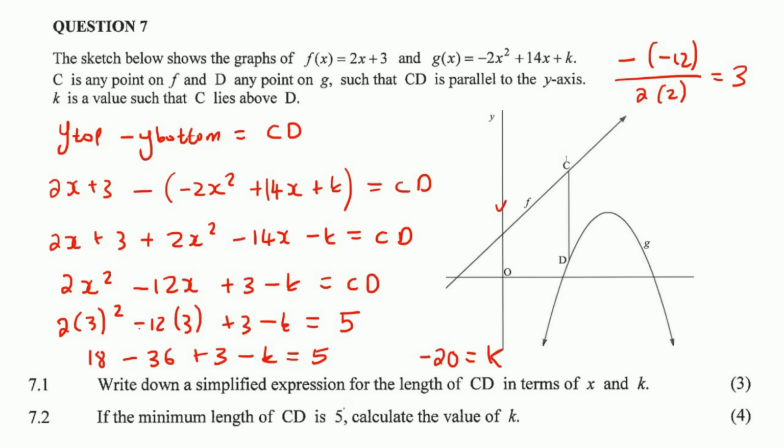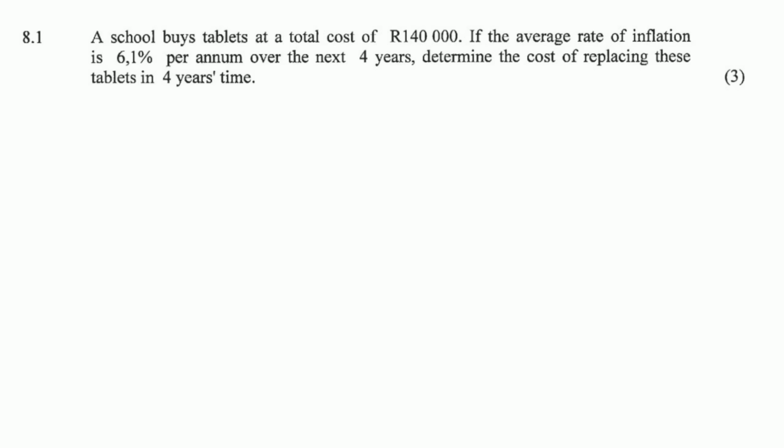20. A school buys tablets at a total cost of 140,000 Rand. If the average rate of inflation is 6.1% per annum, determine the cost of replacing these. Okay guys, so a school is going to go buy a whole bunch of tablets. You know, like the computer tablets, and that's going to cost 140,000 Rand.